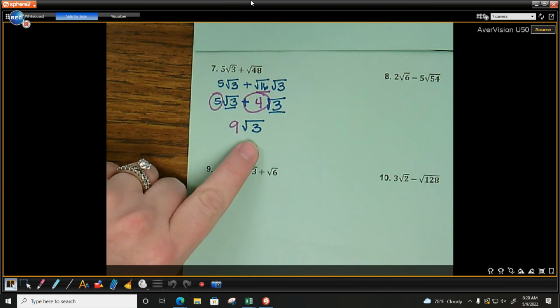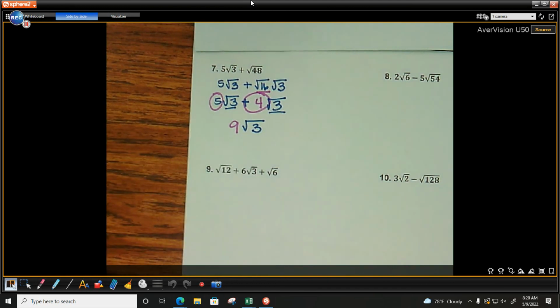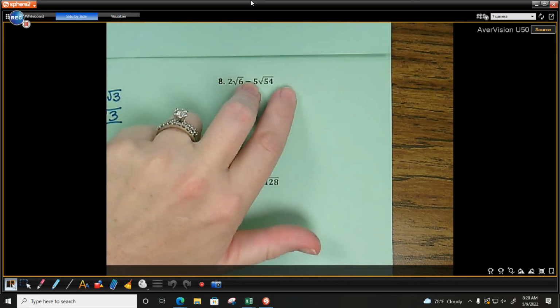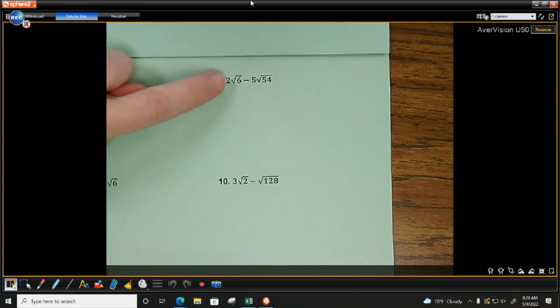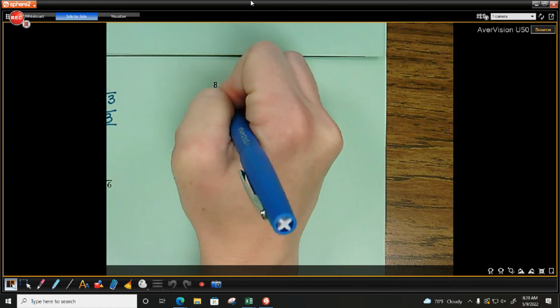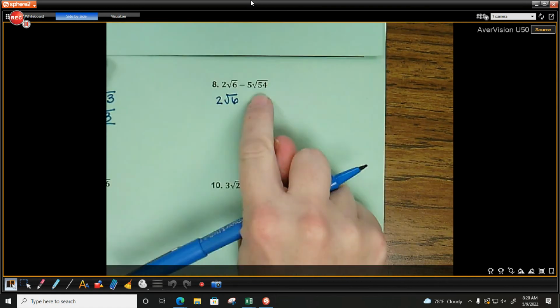Okay, next one. Do my square roots match? No, 6 and 54 are not the same. Square root of 6. Can square root of 6 be simplified? No. Is it divisible by any number on my perfect square list? No. So I'm going to drop down square root 6. 54. Is 54 on my list? No, but it's a pretty big even number, so let's go to our calculator and we're going to do 54 divided by x.